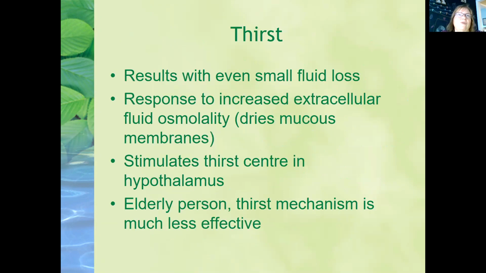We also manage fluids through a basic physiological process of thirst. Thirst results even when we have a very small fluid loss. We respond to increased extracellular fluid osmolality, so we get a dry mucous membrane and dry mouth, and we tend to want to drink. It stimulates the thirst center in the hypothalamus, so the hypothalamus has been quite central to this, right? Important to note who is at risk for dehydration from a non-traumatic, non-physiological cause, just by not drinking enough: maybe elderly people, because as we age, that mechanism for stimulating thirst can become very ineffective.